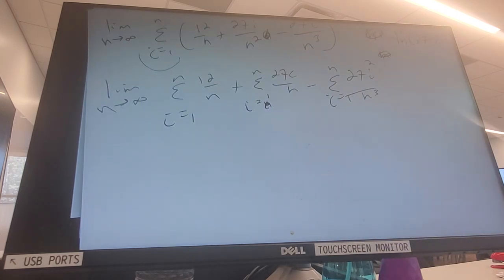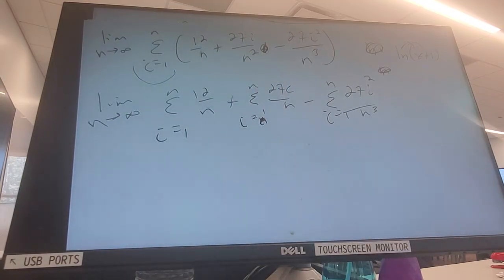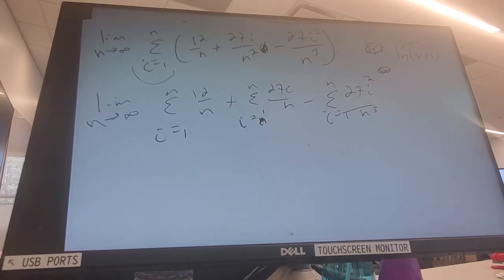Okay. So I just sum these up, sum these up, sum these up, and then sum those up. So do you see how it looks like it was distributed? But we know better. So you guys look confused. So I'm just adding up all the 12 over n's. And to that, I'm going to add the sum of the 27i over n's. And to that, I'm going to subtract the 27i cubed over n squared.